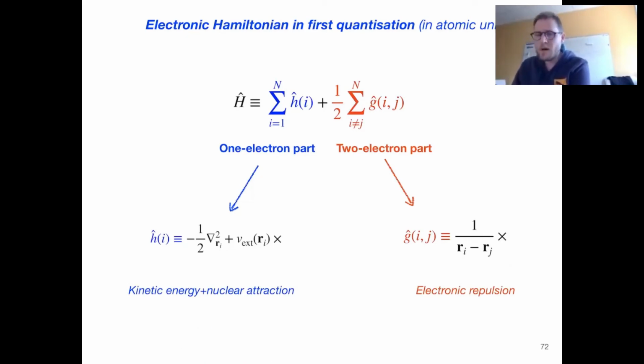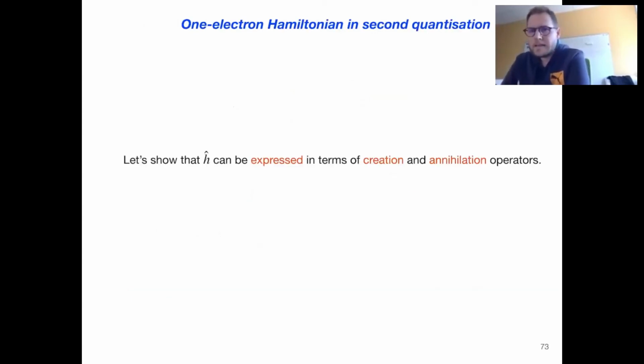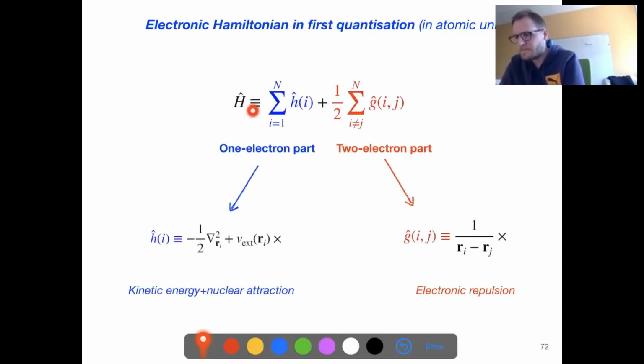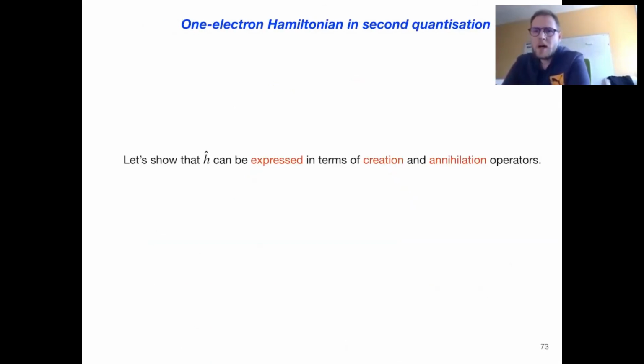And the question is now how to write down the Hamiltonian in second quantization. So what I propose, we're going to do a little exercise again. My question is the following. Let's just focus on the one-electron part. And now let's see how we can express this in terms of creation and annihilation operators. It can be done, and I will try just to show you how it works, where it comes from, so that you can have an idea of why we can actually do that, okay?